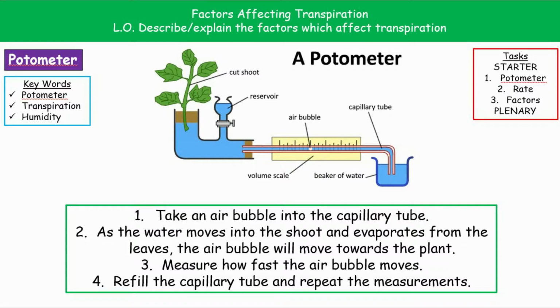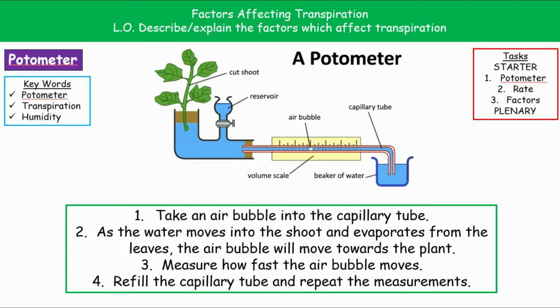The other end of the capillary tube goes into this vessel that's got a reservoir at the top, and then we shove our cut shoot of our plant in the other end, making sure it's nicely sealed within there. And you can see all the blue there is water, so it's nicely filled with water right the way through, with the exception of one little air bubble that we've got on our scale there.